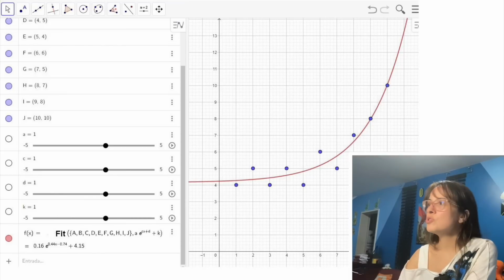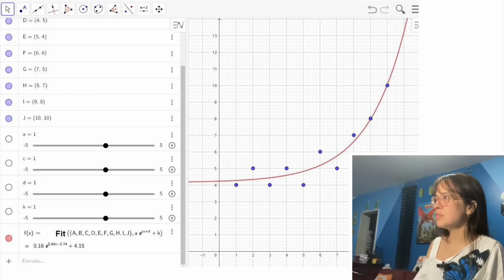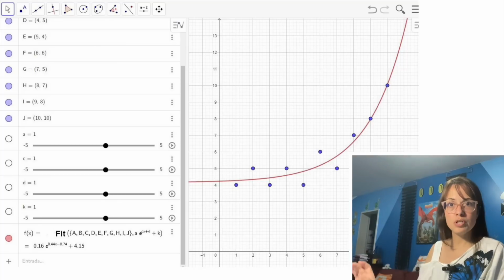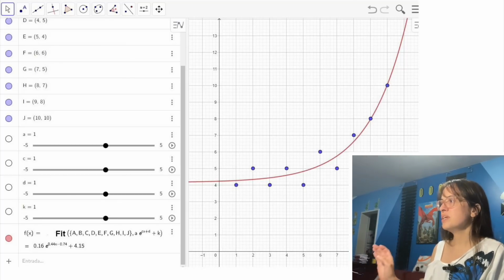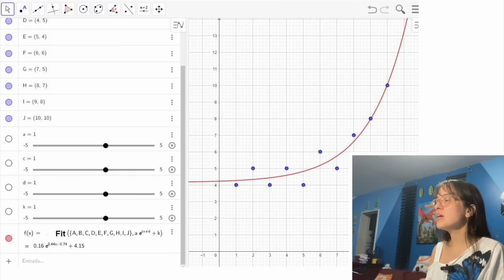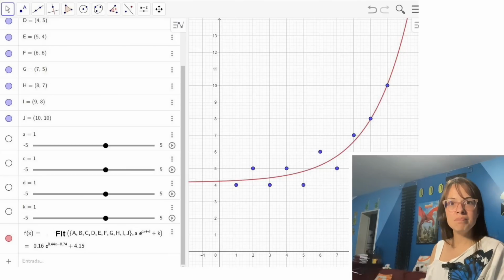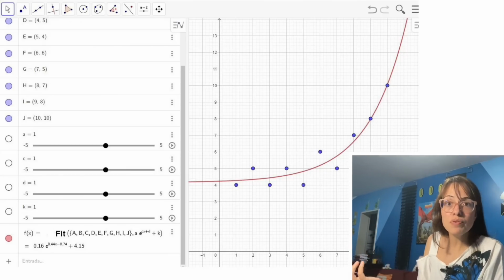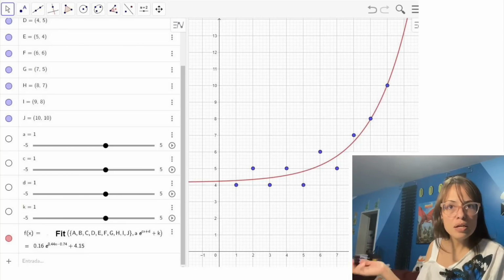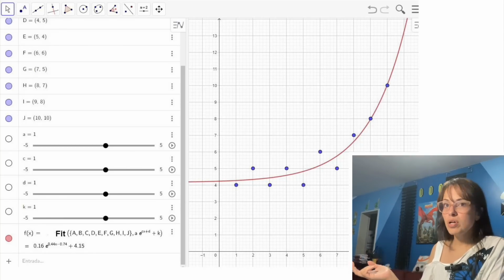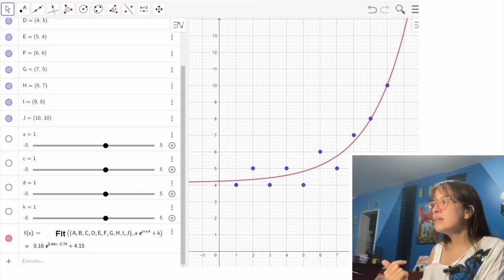So this is what you're going to do. You're going to have all of the points typed in there. You see they're labeled A through J. And then you use this function that you see on the bottom left corner of the screen here. It's called Fit. And then you put the list of points, just all the letters there, comma, and then you type the kind of expression that you want, with any constants that you want it to find. So I had A, C, D, and K.